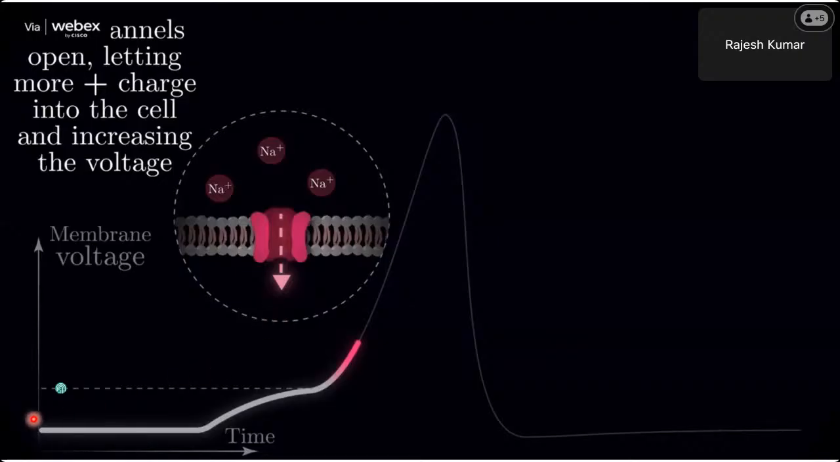Initially the voltage is very low, nothing there, but then the sodium ion, basically the sodium channel, this one, opens.